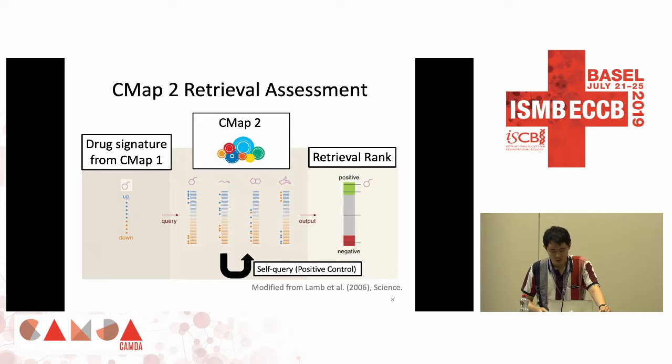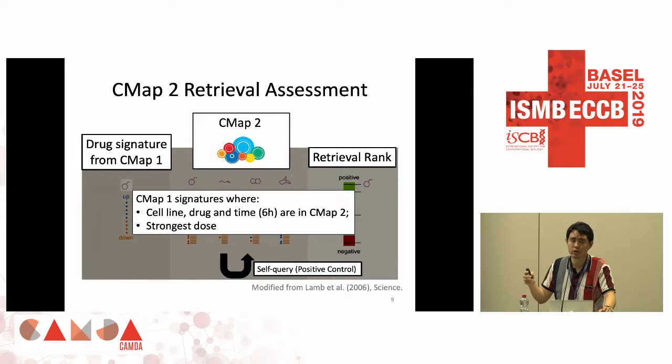At the same time, as a positive control, we also take the pre-calculated rankings of the same drugs that we tested, but those were actually generated by querying CMAP 2, which was done by the Lynx team already. I also would like to mention that we have certain requirements for the CMAP 1 signatures. Specifically, we had to ensure that the signatures were derived from cell lines and drugs that are found exactly in CMAP 2, and we controlled the time point so that it's 6 hours, because that's the most common time point shared between the two data sets. And in cases where there were multiple dosages for this combination, we took the strongest dose.